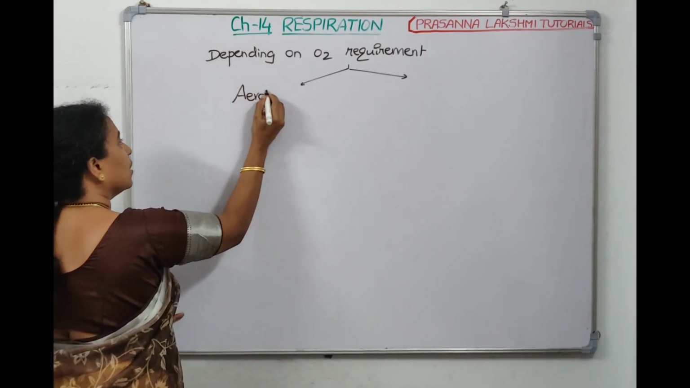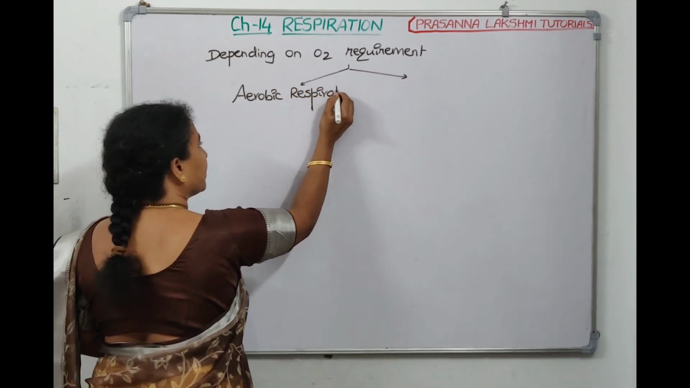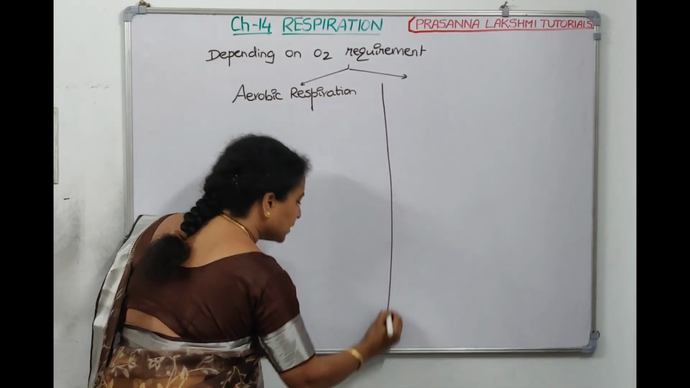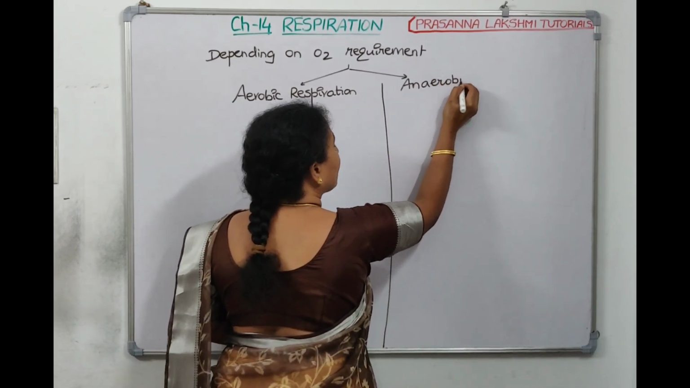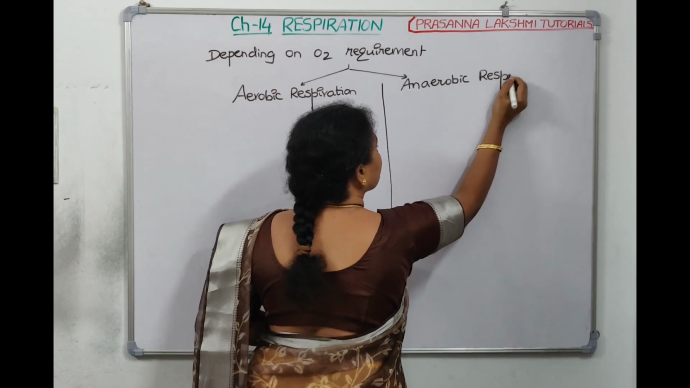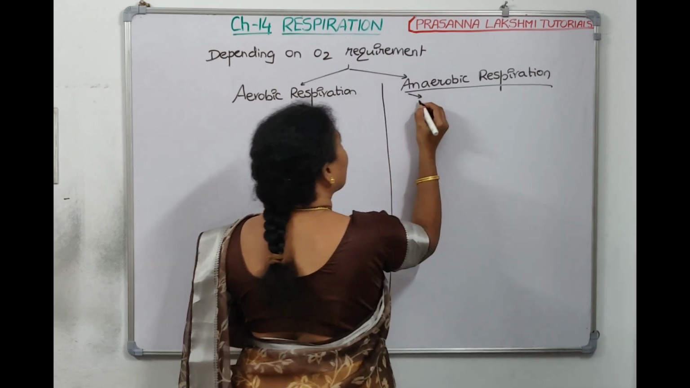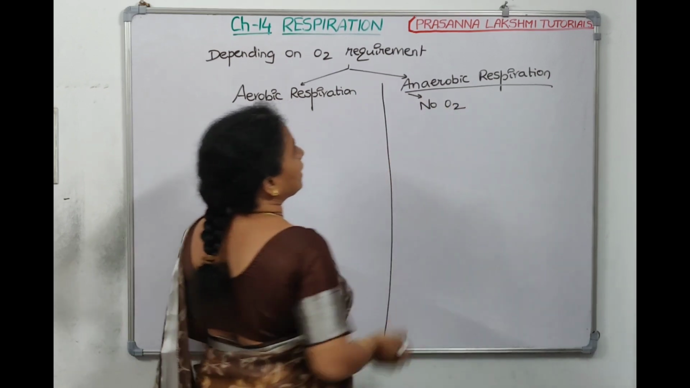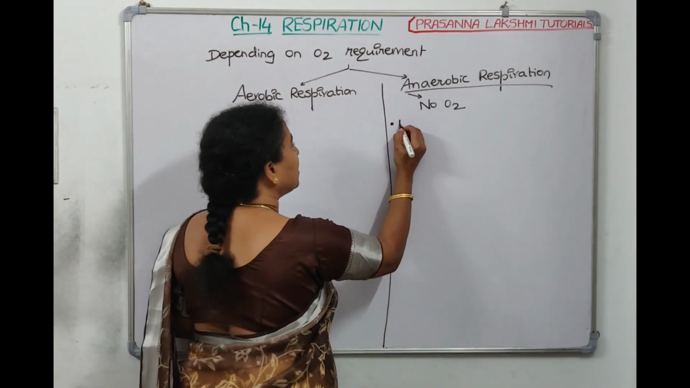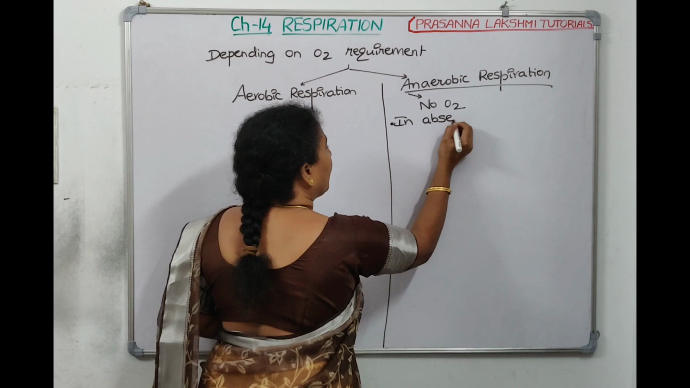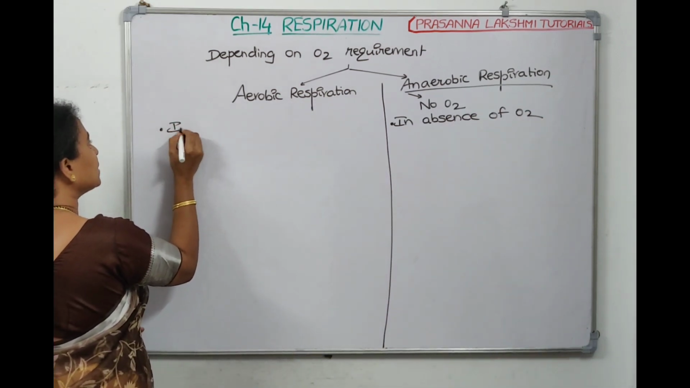One is called aerobic respiration and the second one is called anaerobic respiration. The name itself tells: an means no oxygen. Anaerobic respiration means in absence of oxygen. Aerobic respiration means in presence of O2.